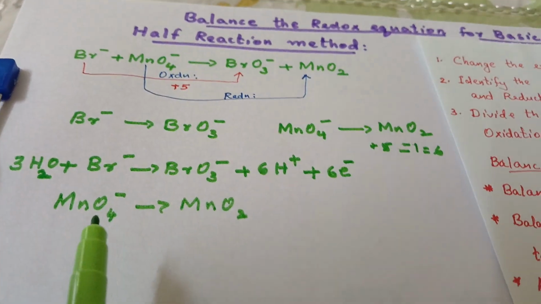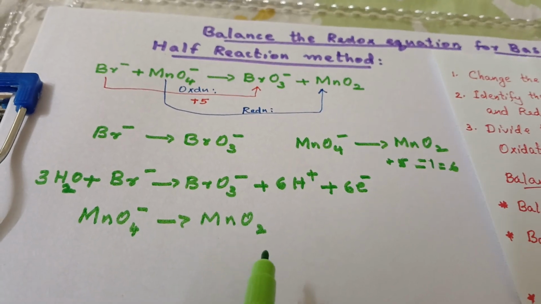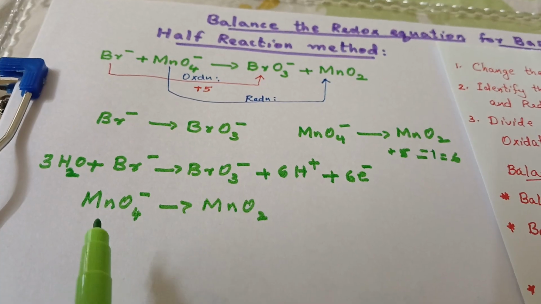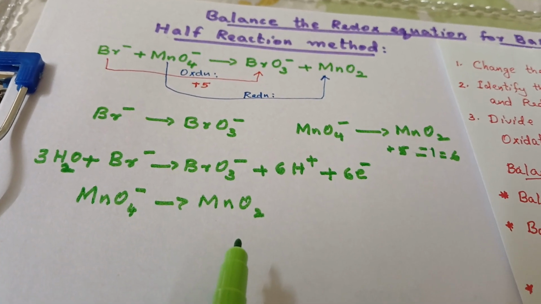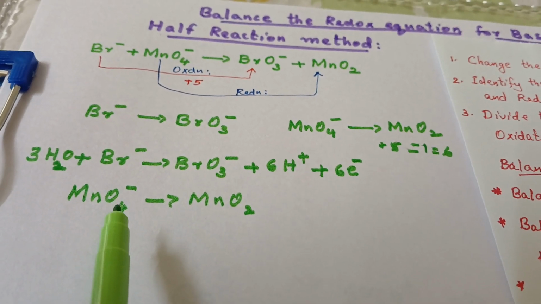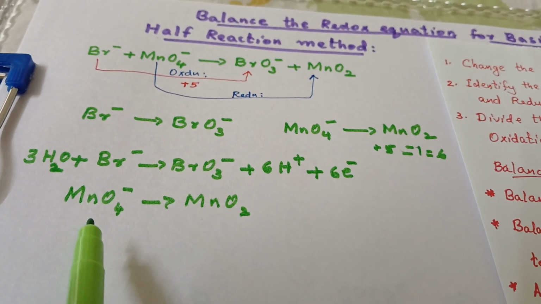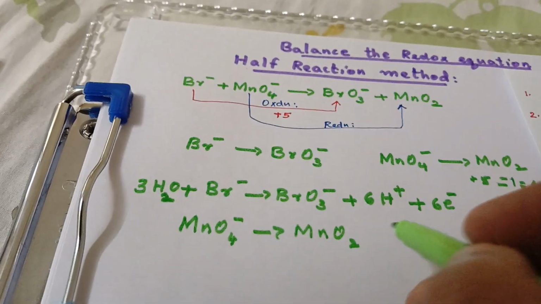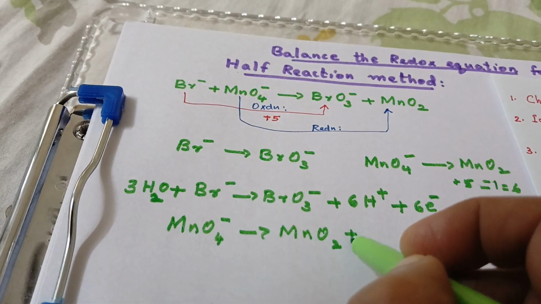Let us look for atoms other than hydrogen or oxygen. We have manganese. The number of manganese atoms on both sides are balanced. Next, we have to look for oxygens. Here we have 4 oxygen atoms on the left hand side and only 2 on the right hand side. So how do we increase the number of oxygen atoms?